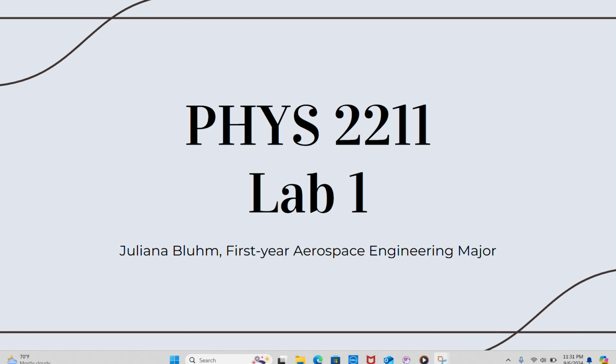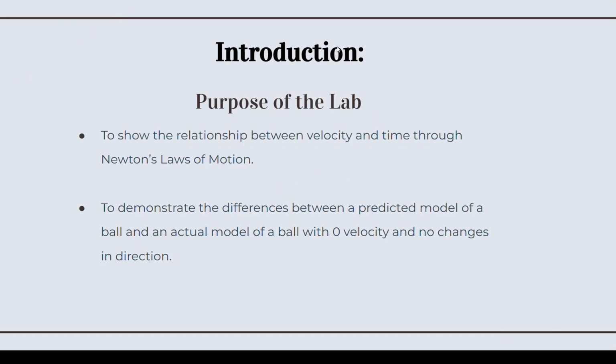Presenting my Physics 1 Lab 1. So, a little introduction. The purpose of this lab is to show the relationship between velocity and time through Newton's laws of motion, specifically Newton's second law. And it is also to demonstrate the differences between a predicted model of a ball and an actual model of a ball with zero velocity and no changes in direction.